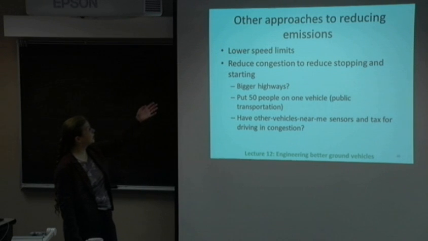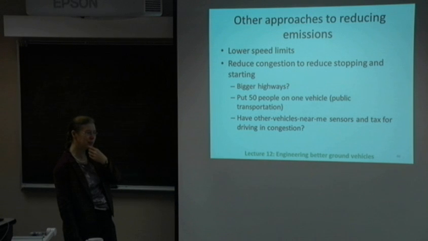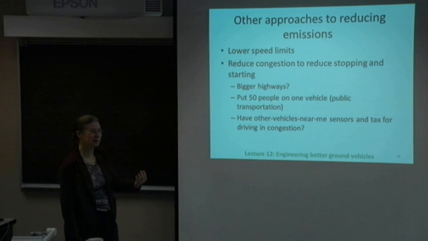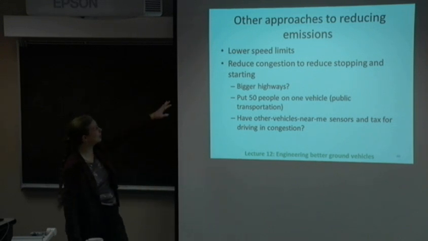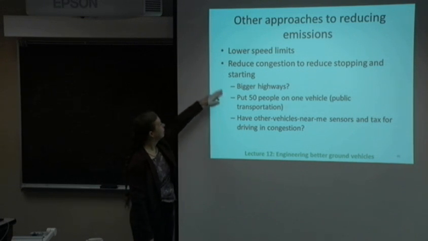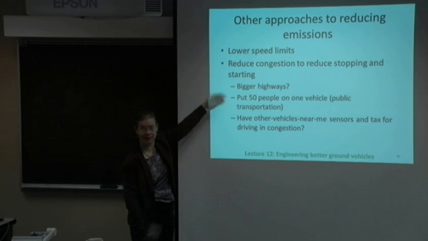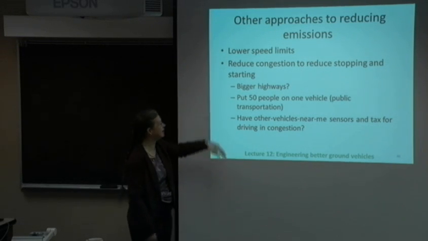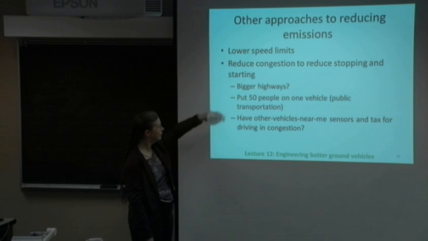We could reduce congestion to reduce stopping and starting. That would help. You said make driving more enjoyable, right? Maybe if we made driving less enjoyable, people wouldn't do it as much, but maybe we make it more enjoyable by reducing starting and stopping. And our next lecture is going to be on starting and stopping. So we could have bigger highways. They're going to finish Interstate 71 between here and Cleveland. There's a patch that's not three lanes yet. They're going to finish that by 2015 or something. I can't wait. I go that way when I come home from Christmas and I get jammed up there.